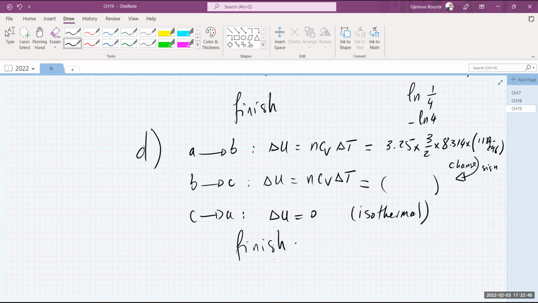Indicate if it increased or decreased. Obviously, the first one has increased because the final temperature is higher than the initial one. So this is an increase. This is a decrease, for the same reason, because the final temperature is less than the initial temperature. And this does not change. Why? Because it's isothermal. The temperature stayed the same. So we have done problem 38 to some extent, all of it, with the exception of the numbers.